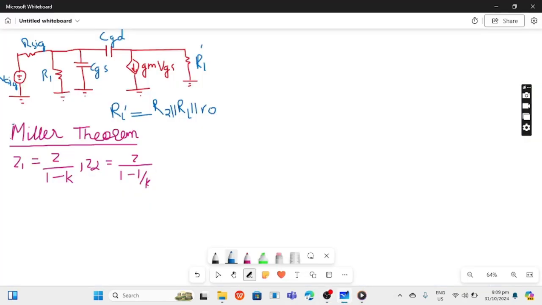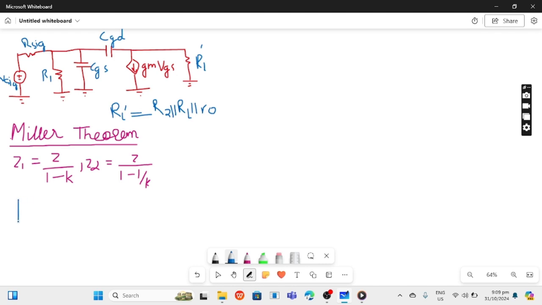So now in this type we will discuss Miller's theorem. Miller's theorem is only applicable when there is a bridging capacitor like this CGD. So this is the formula for Z1 and Z2. We need to find K. For K we need to do the midband analysis.